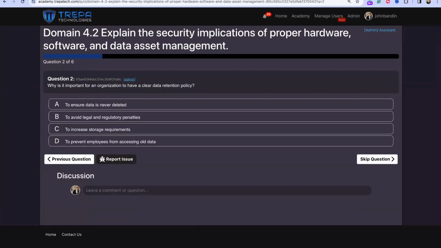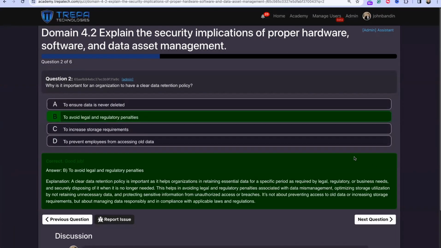Question 2. Why is it important for an organization to have a clear data retention policy? So that's going to be to avoid legal and regulatory penalties. So we want to make sure that we make it clear with all the stakeholders and any third parties that we may have to communicate with.